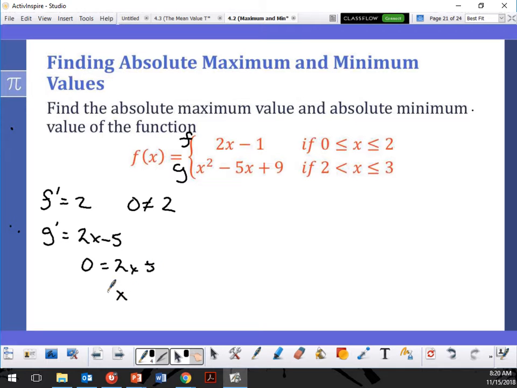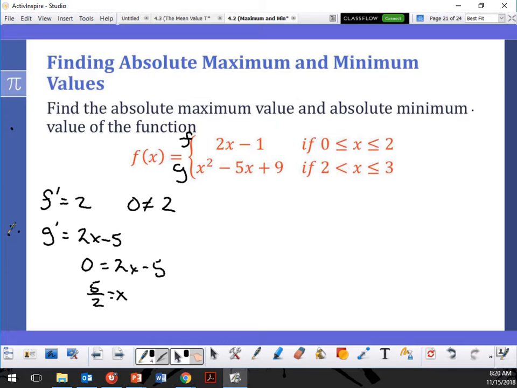So x would equal, that's an ugly one right there, 5 over 2. 5 halves. I have 1 there now, right? So let's check the endpoints of my first one.